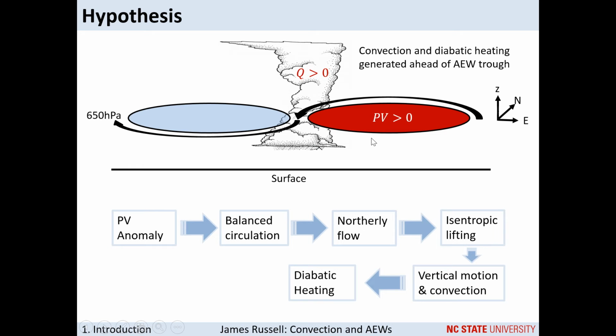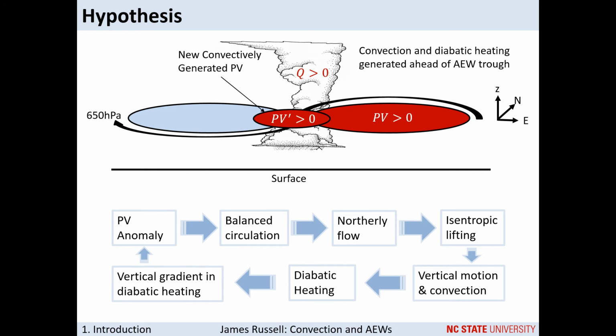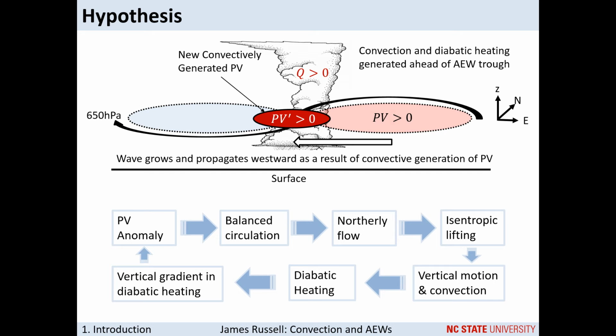That then leads to isentropic lifting, vertical motion and convection as a result of that, and obviously diabatic heating as a result of the water phase changes. Then that diabatic heating, through vertical gradients in diabatic heating, leads to a new PV anomaly. This is exactly how we expect it to occur, and we expect the wave to grow and propagate westward through this mechanism.